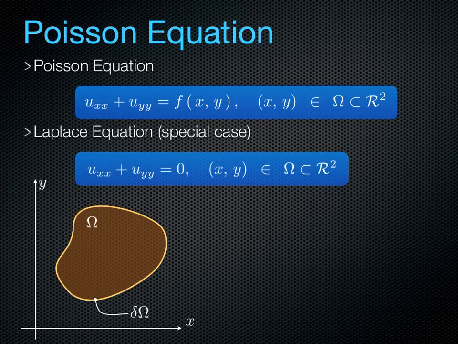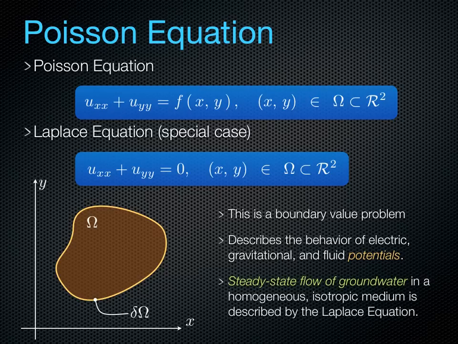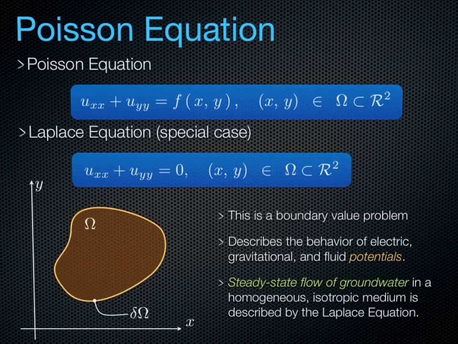There's a special case of this Poisson equation. It's called the Laplace equation, where the driving function on the right-hand side is 0. So this is the homogeneous version of the Poisson equation. What we have here is a boundary value problem, which describes in general the behavior of electric, gravitational, and fluid potentials. For example, steady-state flow of groundwater in a homogeneous isotropic medium is described by the Laplace equation, the equation in the second blue box.